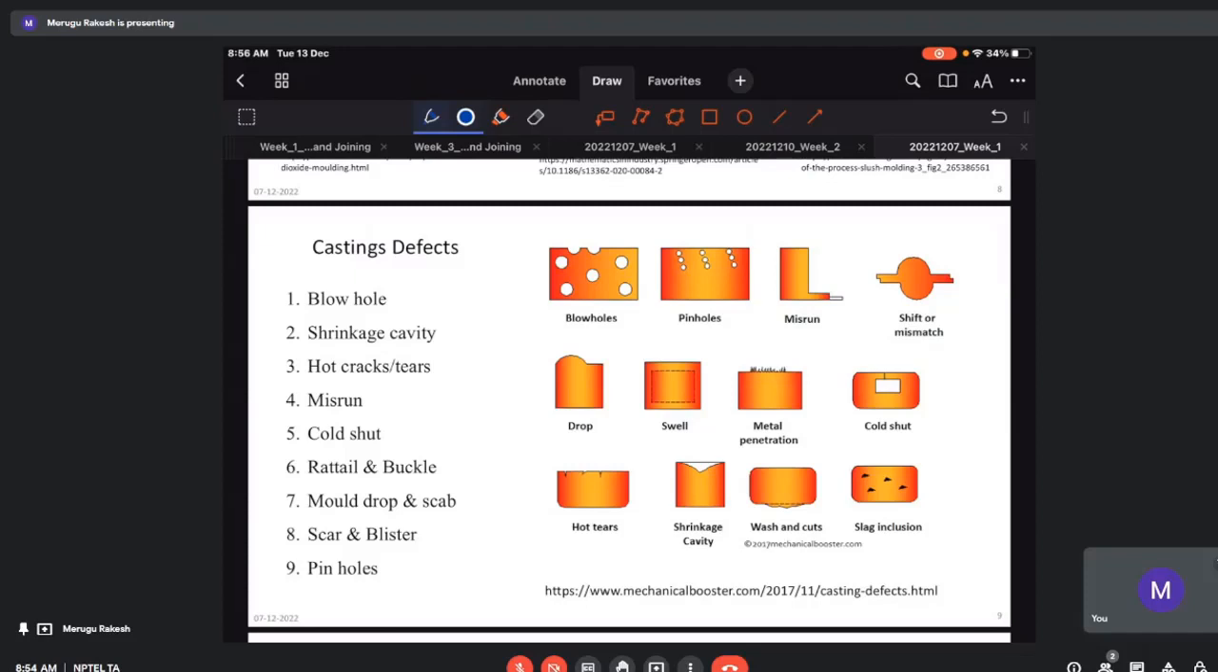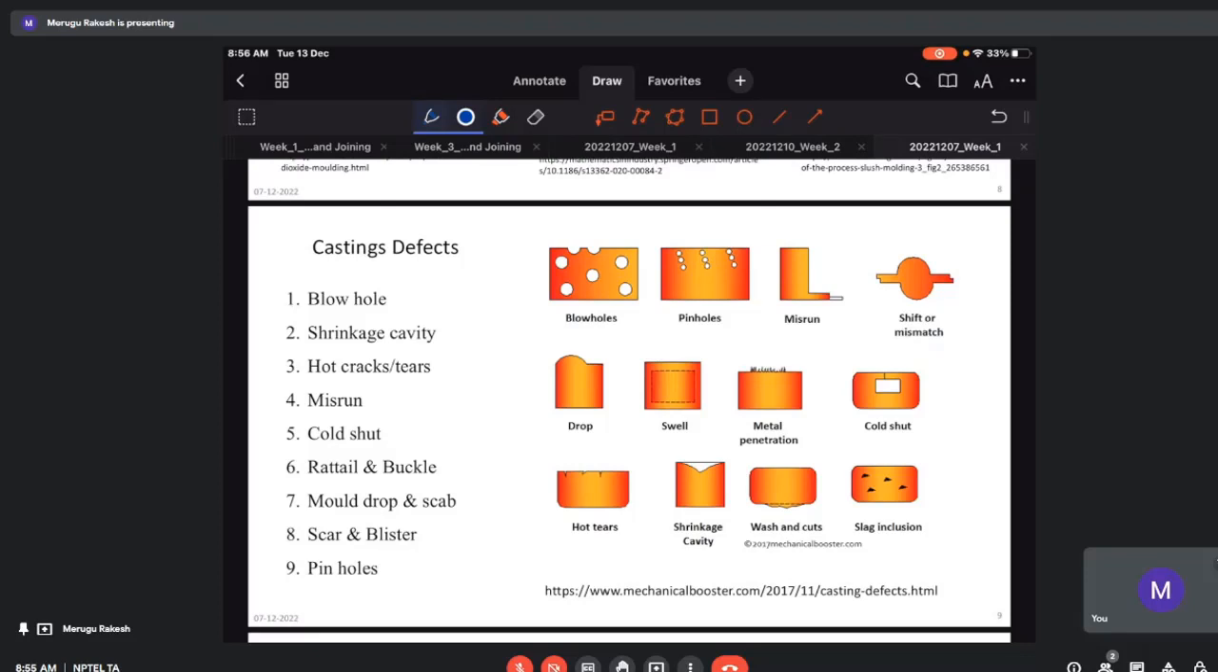Okay, so welcome back. Let us discuss different types of casting defects, which are important for the theoretical types of questions in the GATE exam. So as you can see, I have listed some of the casting defects, starting from blowholes, shrinkage cavity, hot cracks, tears, misrun and cold shut, rat tail, buckle, mold shift, punch caps, blisters, and pinholes. Okay, on the right side you can also see the figures of how the different types of casting defects look.